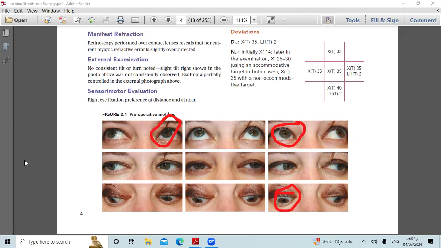Okay. Okay, Dr. Ayman, since your motor evaluation, you read it.